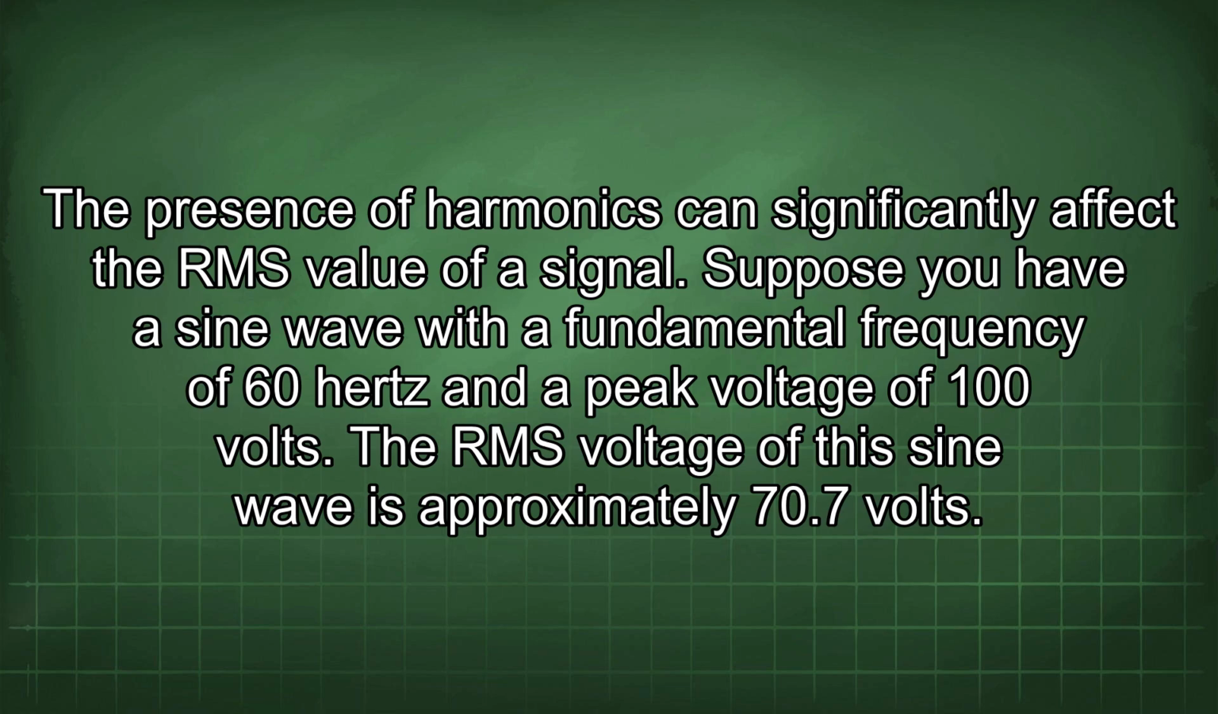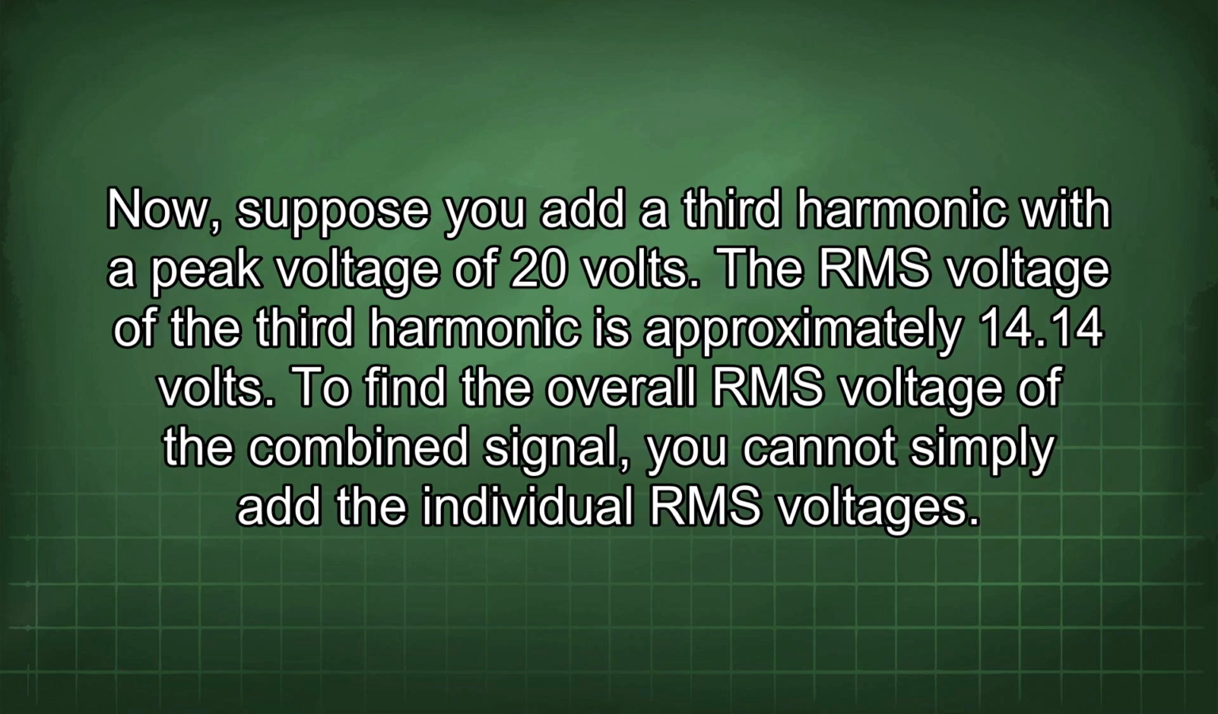Suppose you have a sine wave with a fundamental frequency of 60 Hz and a peak voltage of 100 volts. The RMS voltage of this sine wave is approximately 70.7 volts. Now, suppose you add a third harmonic with a peak voltage of 20 volts. The RMS voltage of the third harmonic is approximately 14.14 volts.